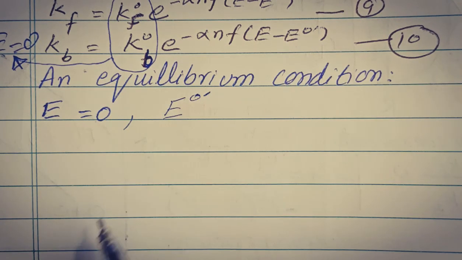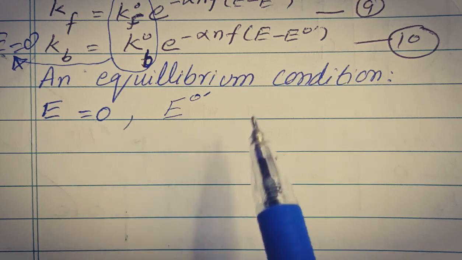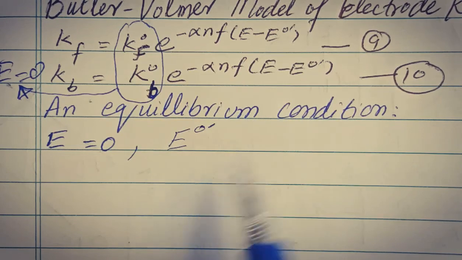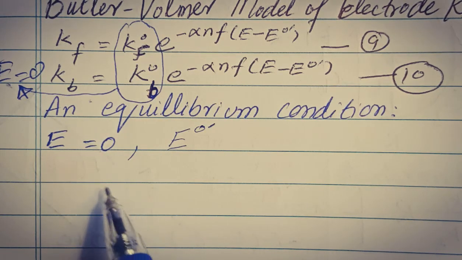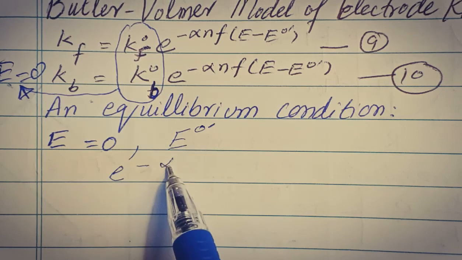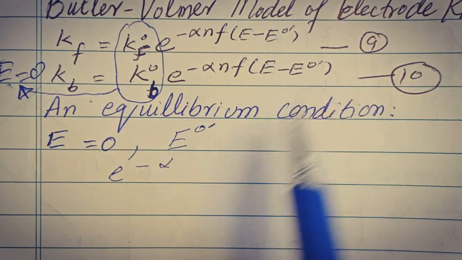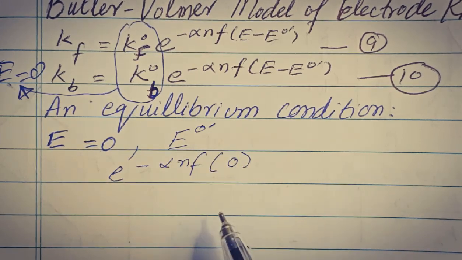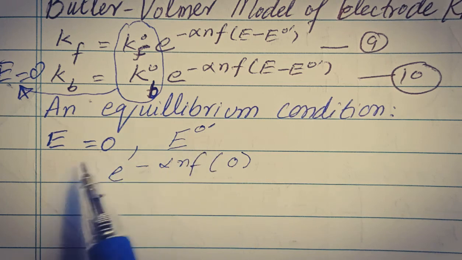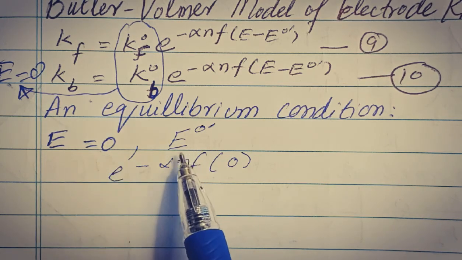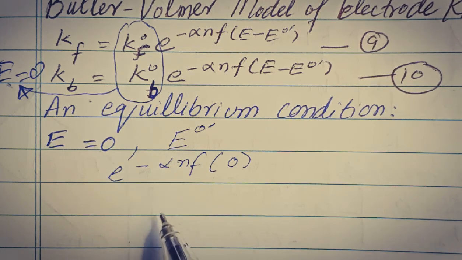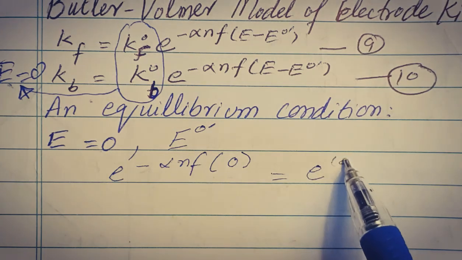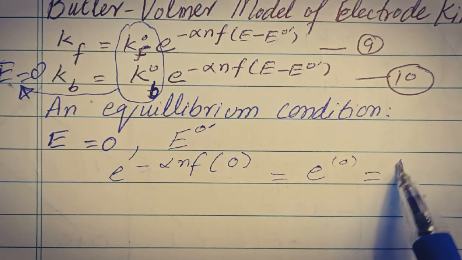So the difference of potential, that is in the exponential form, will be equal to 0. For example, I'm taking equation number 9. Here the difference is 0. It means that we are taking the applied potential as the equilibrium potential at equilibrium condition. So the exponential power is 0. It means this term is equal to 1.